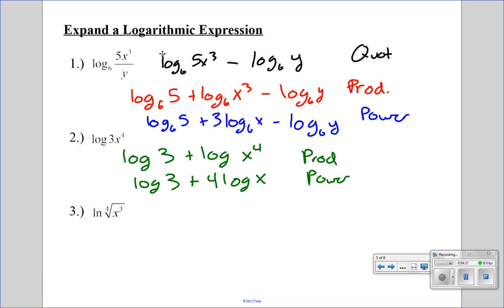For this last one, it's definitely easier if we rewrite this as the natural log of x to the 3/4. And then we can just pull out our 3/4. So we have 3/4 times the natural log of x.